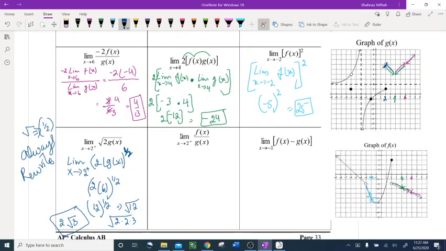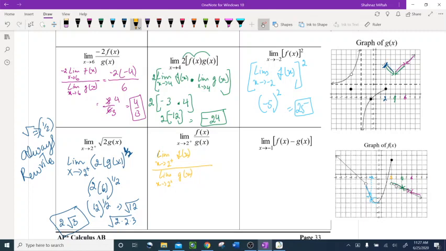Okay, let's try this one: f of x and g of x. I'm going to rewrite that first. So I have the limit as x approaches 2 from the right of f of x over the limit as x approaches 2 from the right of g of x. Let's find this first. As x approaches 2, f of x is right there. That's 2, and I'm talking about from the right.